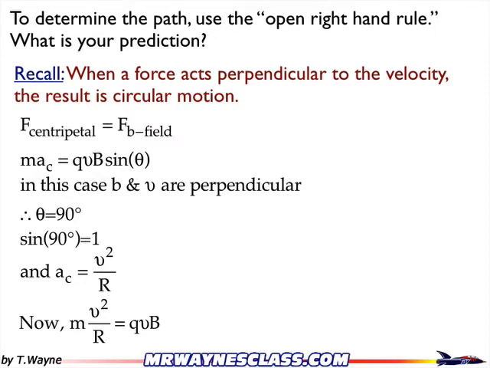Now m v squared over r is equal to qvB, and I'm going to define this in terms of the radius of that curve that I just saw. So the radius is equal to mv divided by qB. In other words, it's the momentum divided by qB. So that's what's going on here. Momentum divided by qB determines the radius. And all the particles with their speeds and masses can have different radii.